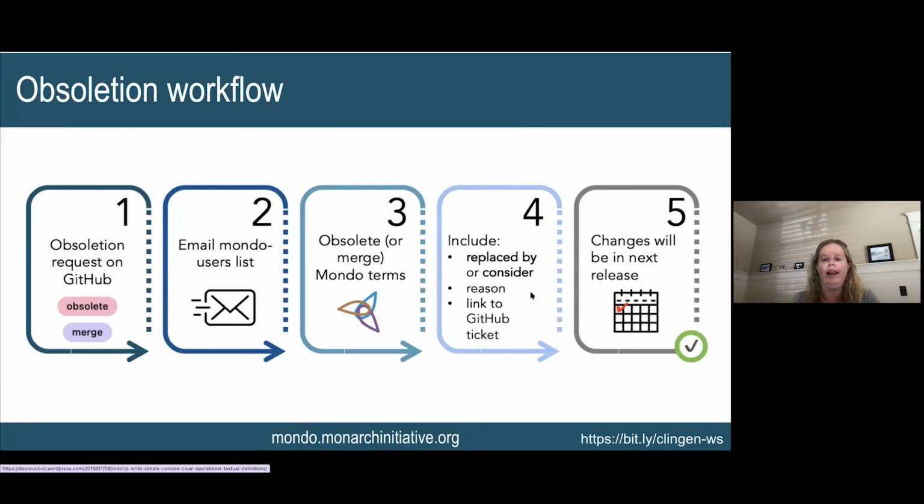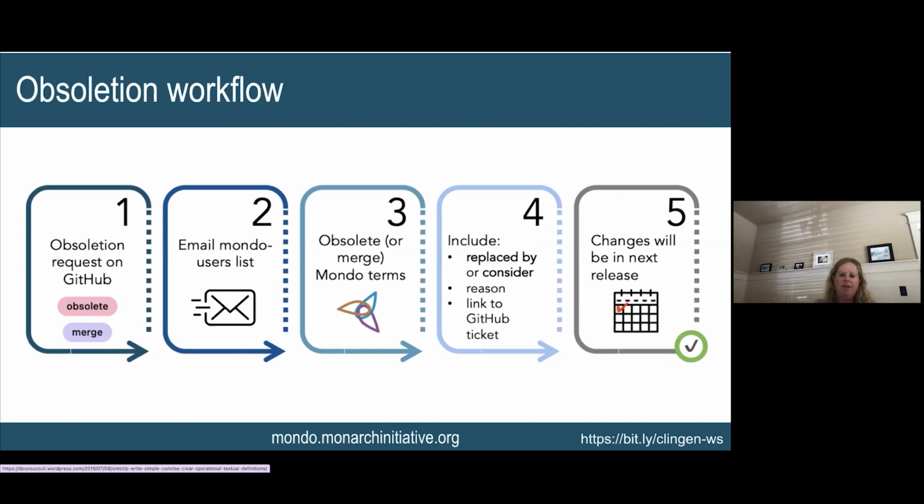And then always in the obsoleted term, we'll add a replaced by or consider. So the replaced by is the term that replaces the obsoleted term, the term that should be used instead of the obsoleted term, or consider if it's not a merge, say we obsolete mucopolysaccharidosis, and we say consider using another term instead. And then we also provide a reason in the obsoleted term.